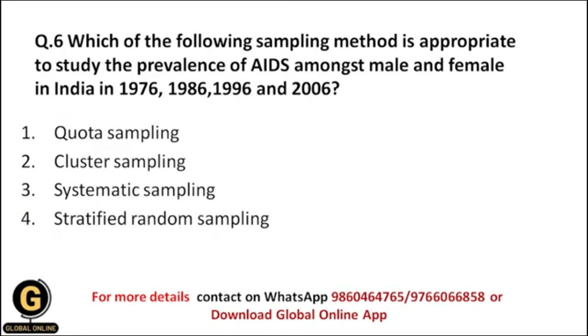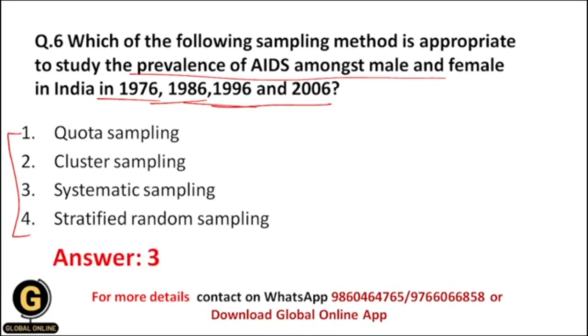Next, which of the following sampling techniques is appropriate to study the prevalence of AIDS amongst male and female in India in 1976, 1986, then 1996 and 2006? So which of these sampling techniques would you use, okay, whenever you need to study the prevalence of AIDS among male and female candidates in India in the years 1976, 1986, 1996, 2006? So students, you will go for systematic sampling.